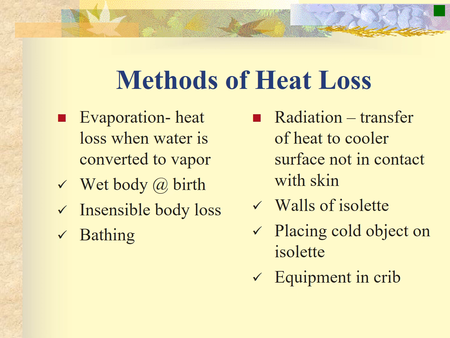Methods of heat loss for the baby, there are 4 different methods. First one is evaporation, which we've mentioned, and that's when the baby coming out of that wet environment is exposed to the air, which is not going to be as warm as where they came from. And so that wet body at birth will be a major reason.